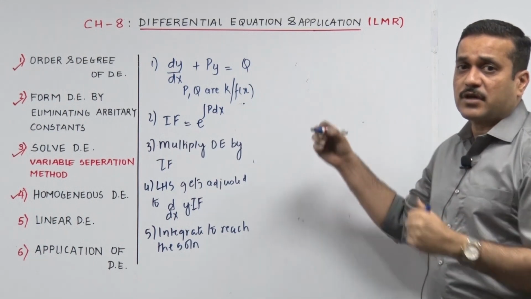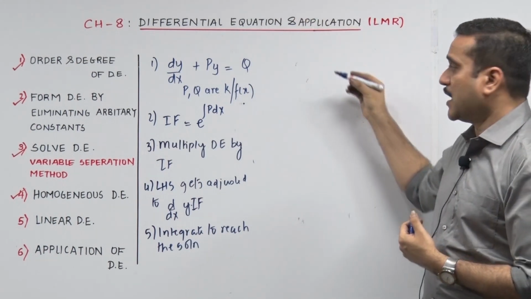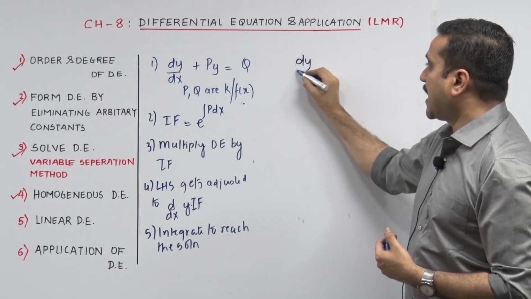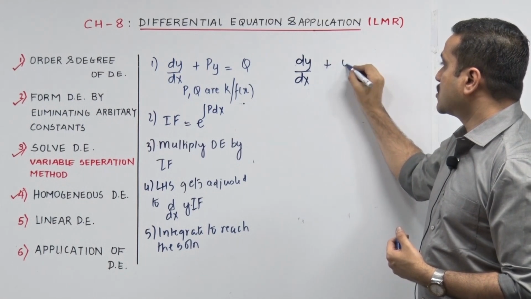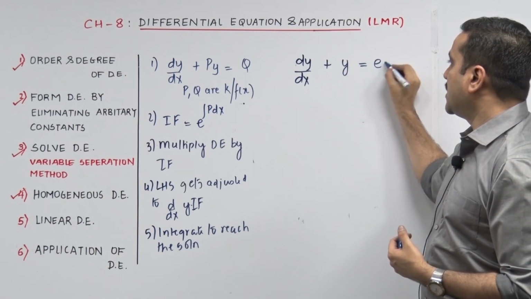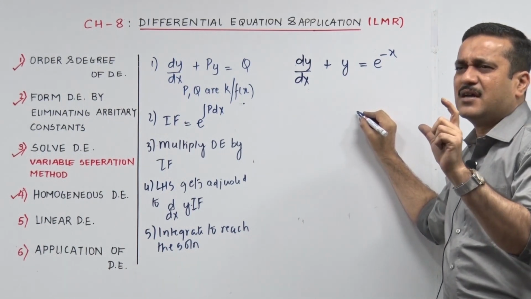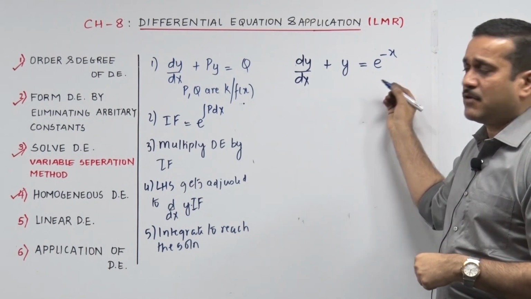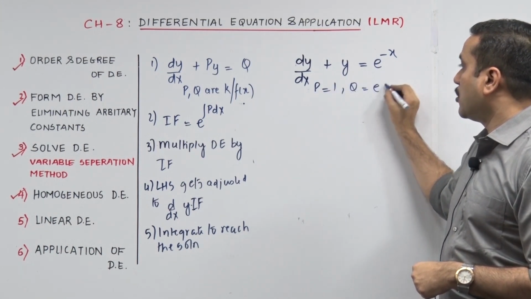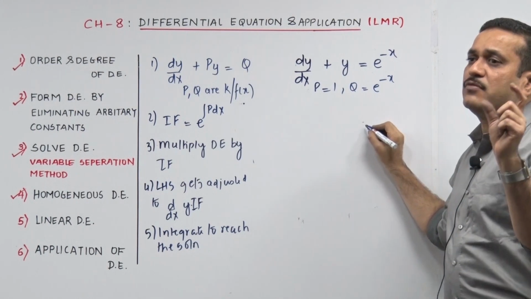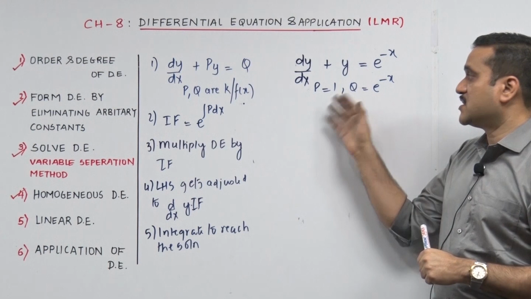Now can we just look into the steps once again? Not the rehearsal, the application part. My linear differential equation sum that I gave you was this way: dy by dx plus y equal to e raised to minus x. It was dy by dx plus py equal to q, where p is 1 and q is e raised to minus x. I write all this because I need to verify that p and q are constants or functions of x, which is the case right now.